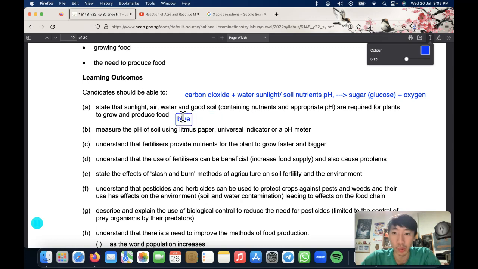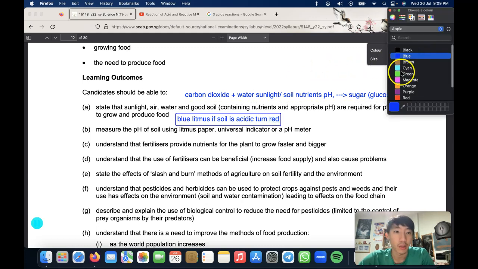If I start with a blue litmus paper, and the soil is acidic, what color will the blue litmus paper turn? It will turn red. But what if I have a blue litmus paper and the soil is alkaline? Then it will remain blue. That's it, it just remains blue.